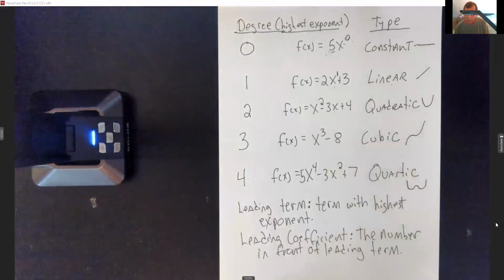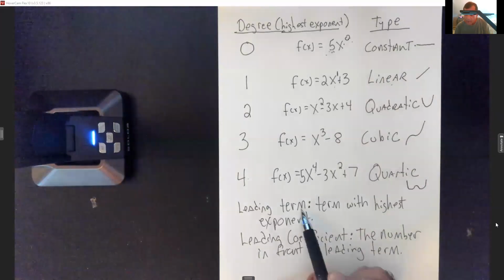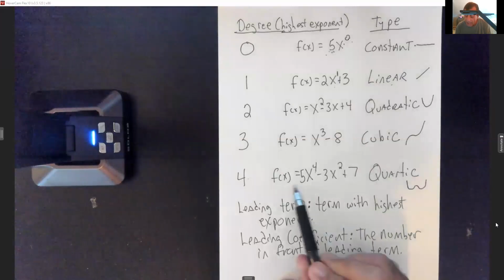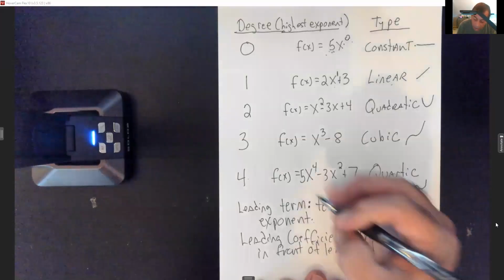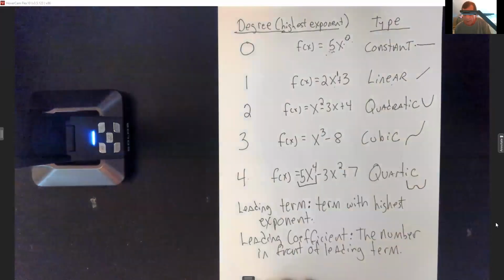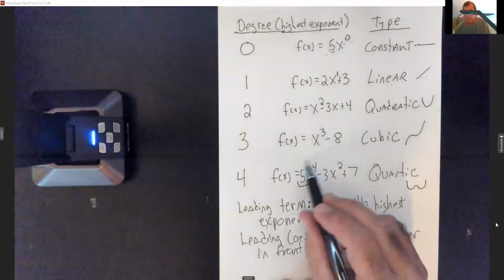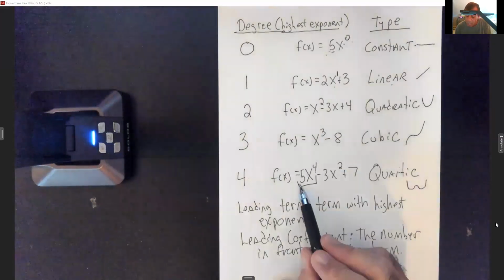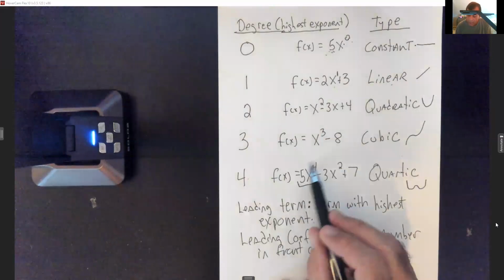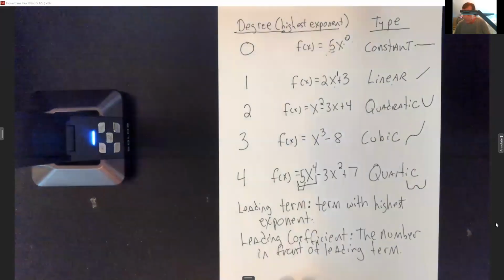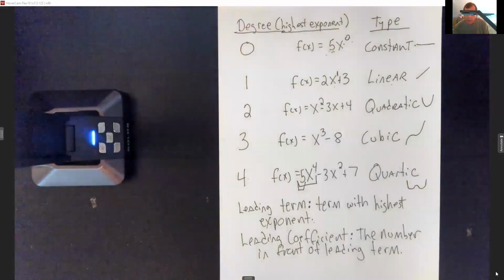All right, so some more words you might want to know is a leading term. The leading term is the term with the highest exponent. So in this last example, the highest exponent's 4. So the leading term for that example would be the 5x to the 4th. The leading term is everything that makes up that, okay? Now the leading coefficient, that's the number in front of the leading term. So on this problem, since this is my leading term, the leading coefficient would be the 5, okay? All right, so I just wanted to get y'all a little bit of that.